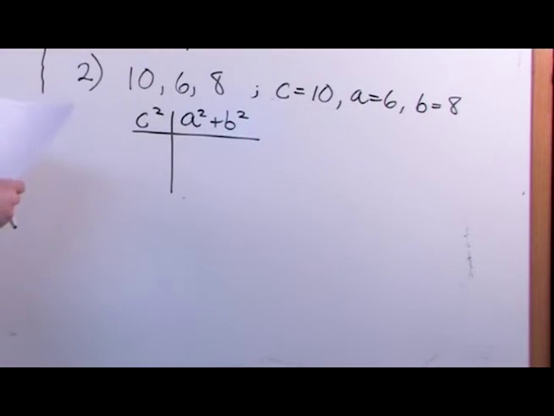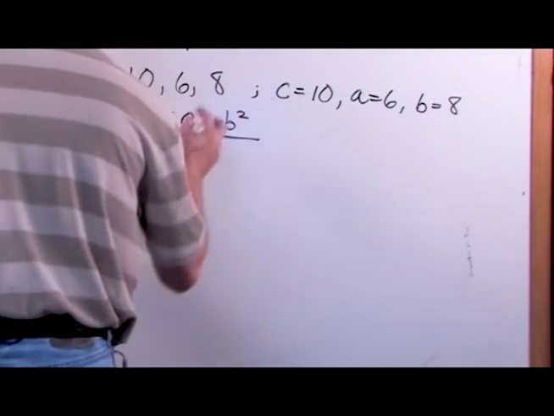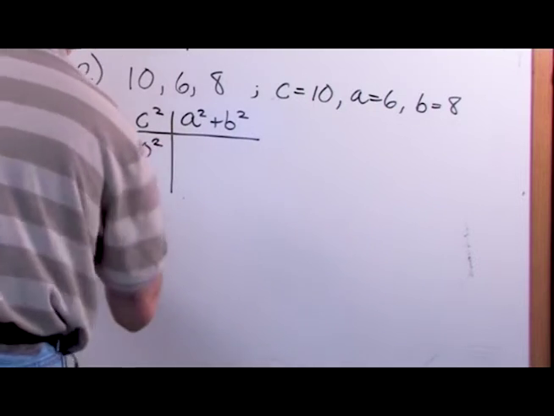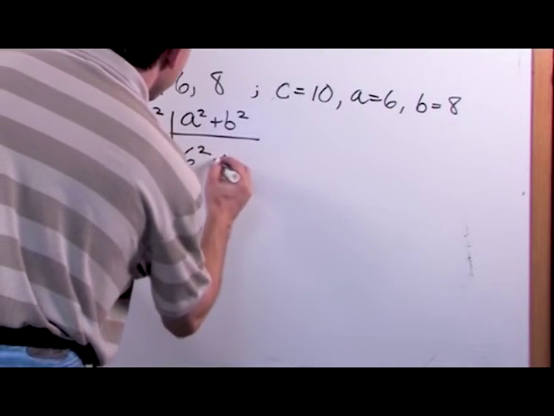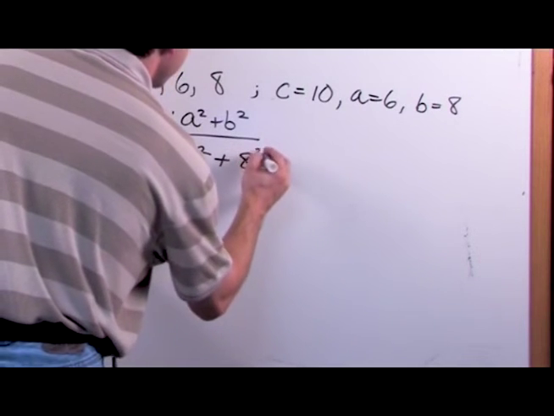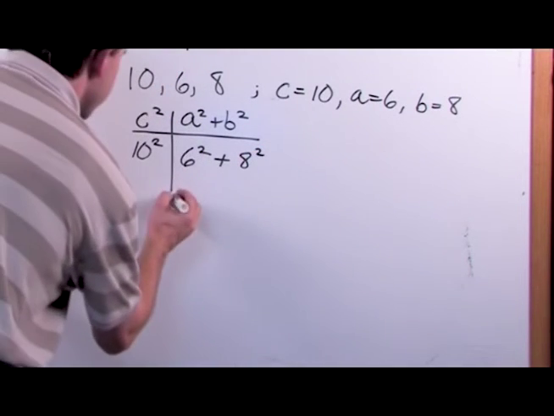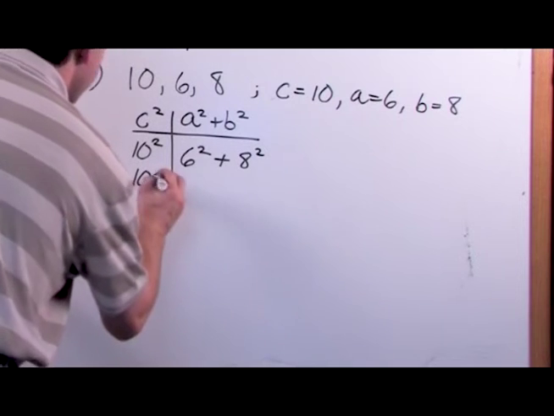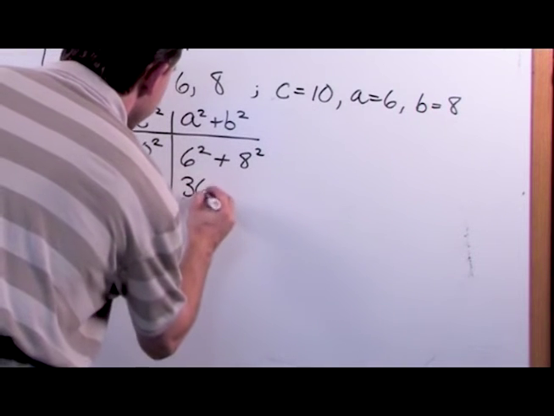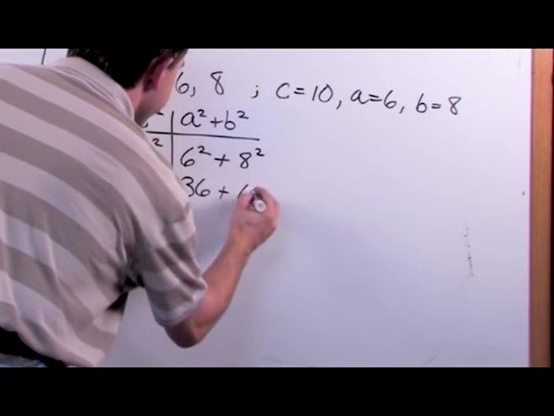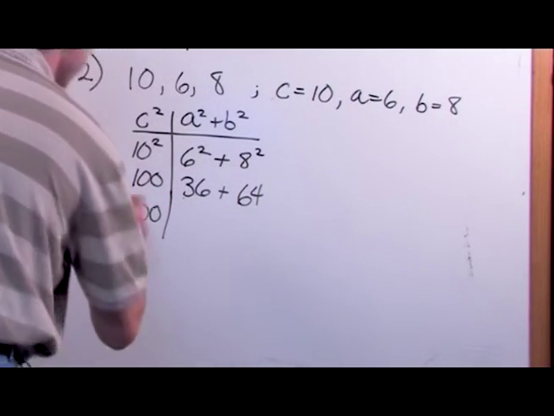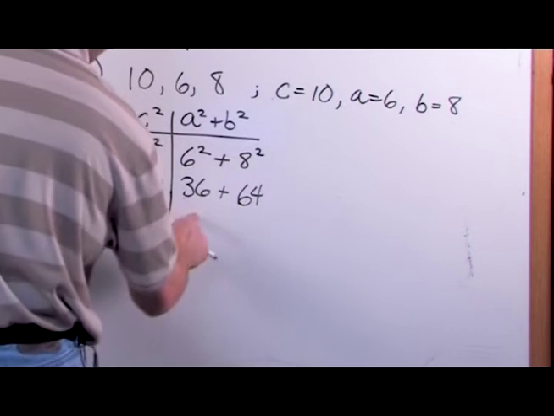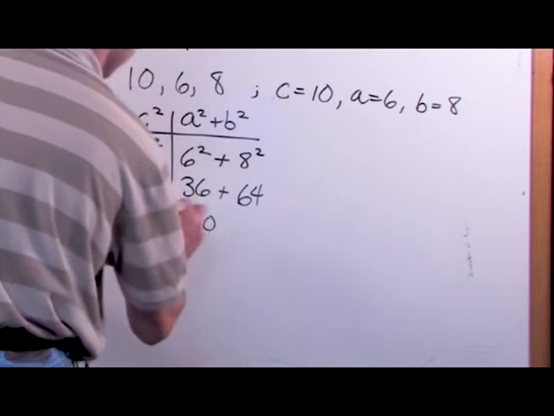Okay, and I'm going to calculate this out. C is 10, so you got 10 squared here. A is 6, so you got 6 squared, plus B is 8, and you got that squared. So 10 times 10 is 100. 6 times 6 is 36. 8 times 8 is 64. Okay, so on the left you have 100, and I think you can convince yourself if you add these two together, you have 100 here.